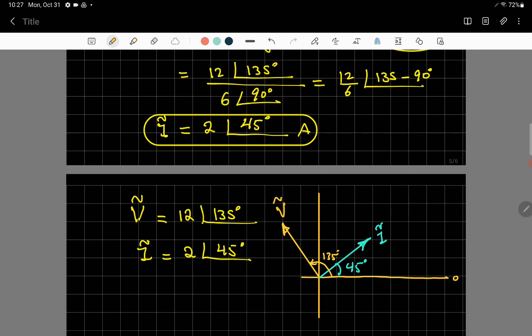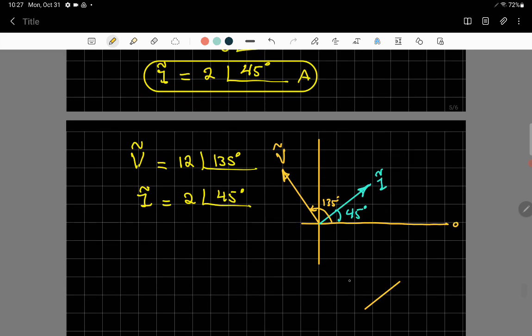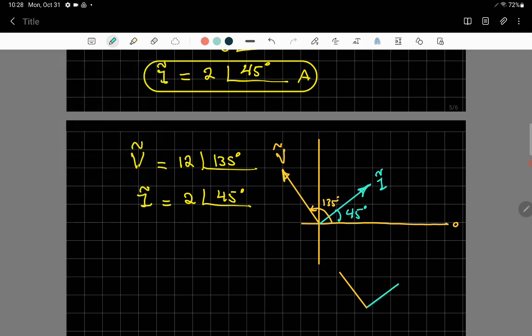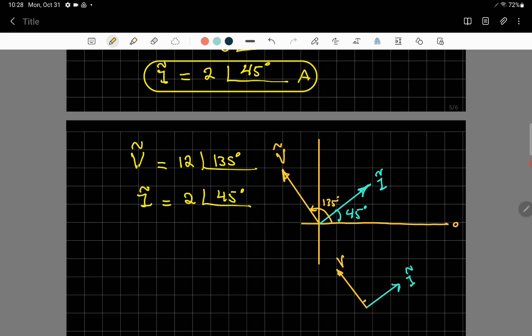Actually, you will see always that the difference between the current and the voltage is 90 degrees. If you just sketch it like that, that's the current and the voltage, and the angle is 90 degrees. So observe that. What is the relationship between the current and the voltage? Current lags the voltage by 90 degrees if we assume the direction of rotation is counterclockwise.